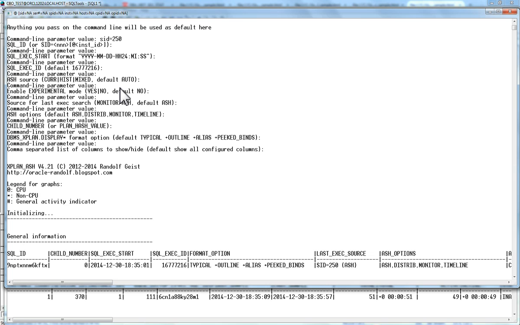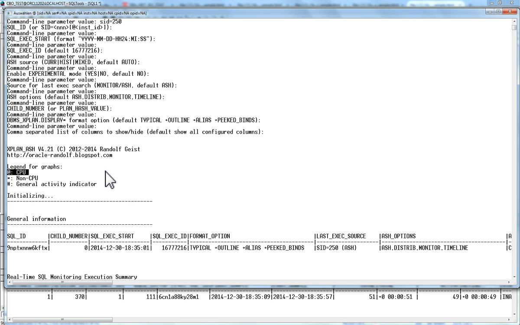One of the first things that explainhash shows you is this legend. You can of course change the characters that are used here, but by default CPU activity in the graphs is shown with this at sign, non-CPU activity is shown with this asterisk, and general activity, where there is no point in differentiating between CPU and non-CPU activity, uses this hash sign.